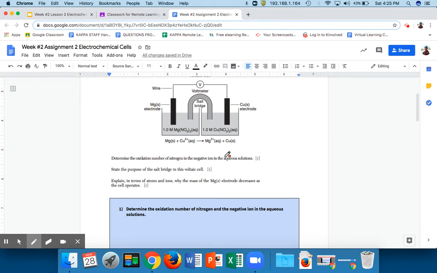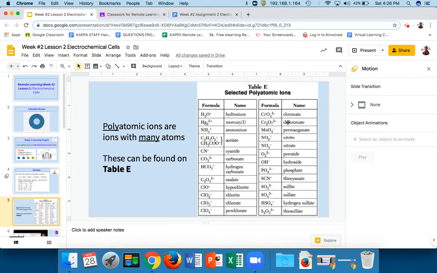So you have to go and look at your aqueous solutions here. You have 2 of them, and they both have this nitrogen compound in it. Now, something to note, when you see these parentheses, that's referring to a polyatomic ion. So we have to look at table E for our polyatomic ion. I have it on this tab over here.